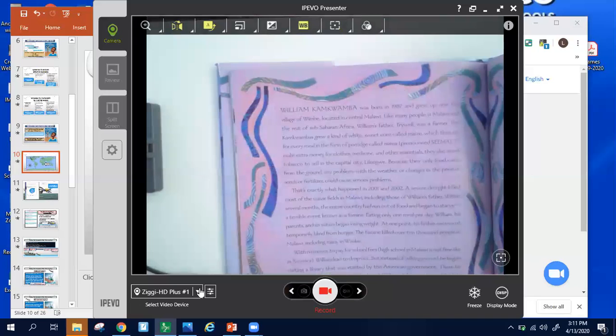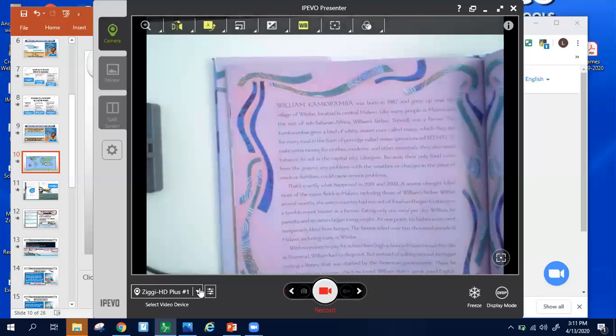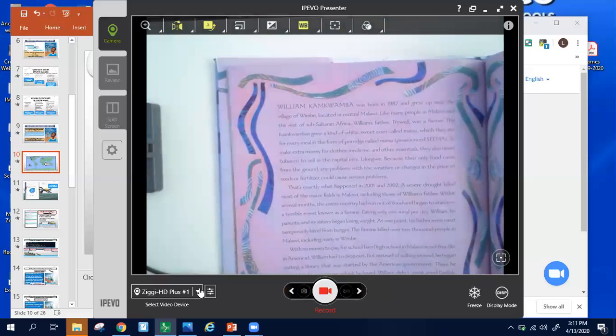William Kamwamba was born in 1987 and grew up near the village of Wimbe, located in central Malawi. Like many people in Malawi and the rest of sub-Saharan Africa, William's father, Trywell, was a farmer. The Kamwambas grew a kind of white sweet corn called maize, which they ate for every meal in the form of porridge called nsima, so that to make extra money for clothes, medicine, and other essentials. They also raised tobacco to sell to the capital city, Lilongwe.